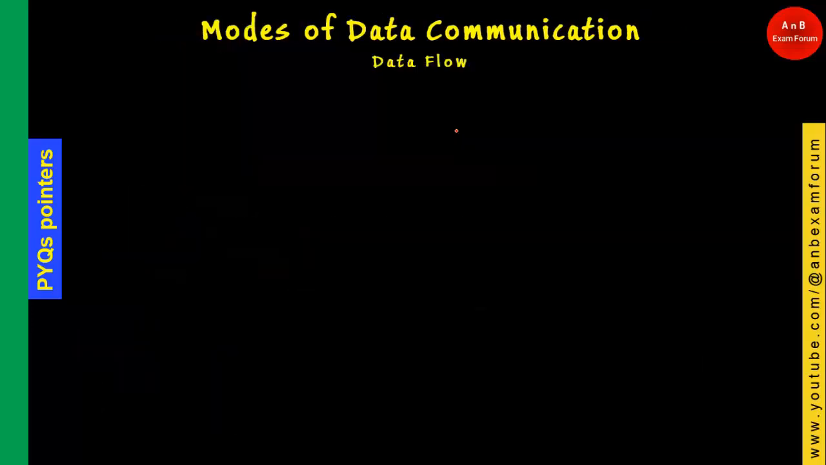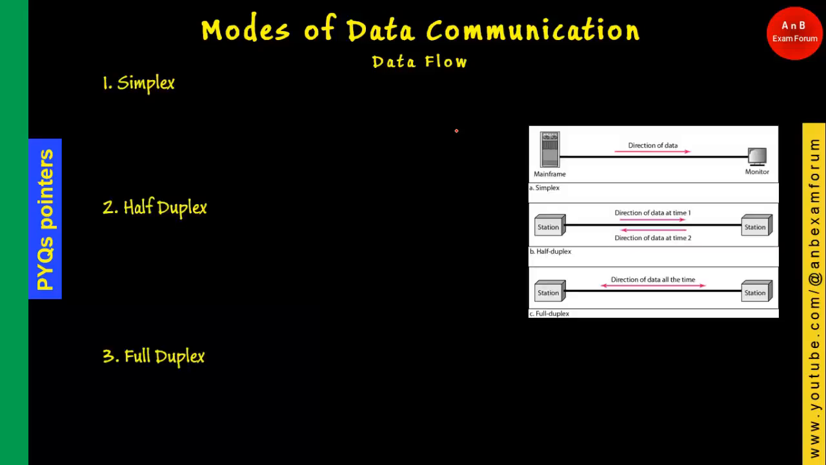The next topic is modes of data communication. There are three types of modes. What do I mean by mode? It is data flow. Okay, so data can flow from one direction to another. As we have seen, there is a link between sender and receiver. So either sender can send the data or receiver can also send the data. Okay, it depends upon the mode of data communication. So in mode of data communication, we have three different modes. The first one is simplex, second one is half duplex, and the third one is full duplex.